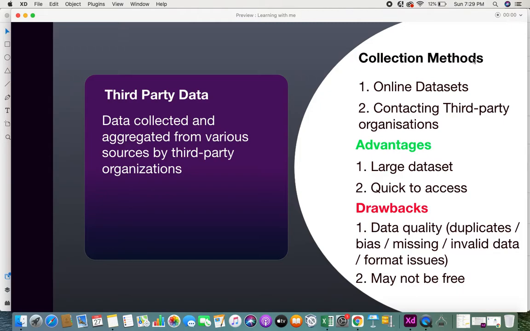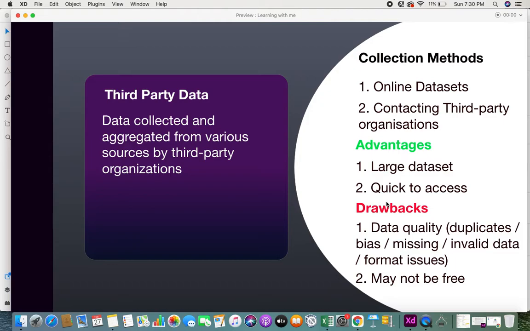But when you go with online data sets, since data is being accumulated from different sources, it can be large, and it's definitely useful. So that's an advantage. And the second one, it's quick to access, because sometimes data sets are available online, they are open source, you can quickly access them. And sometimes if they are not available, then as I said for secondary data, you need to take further steps in order to access data.